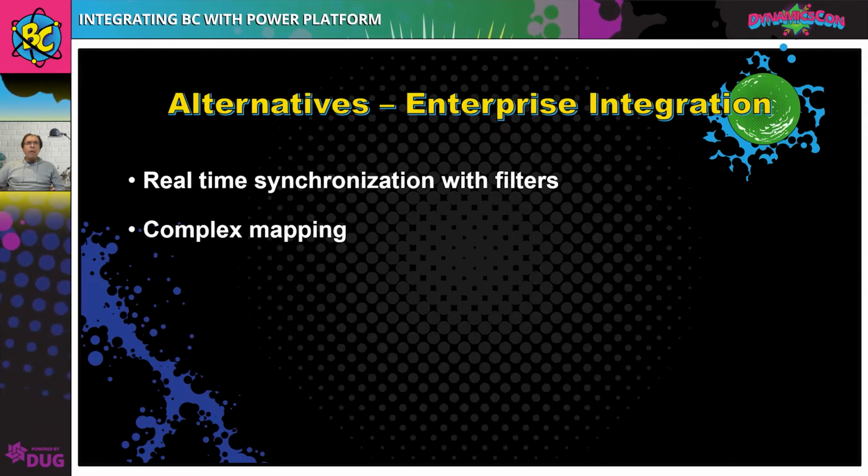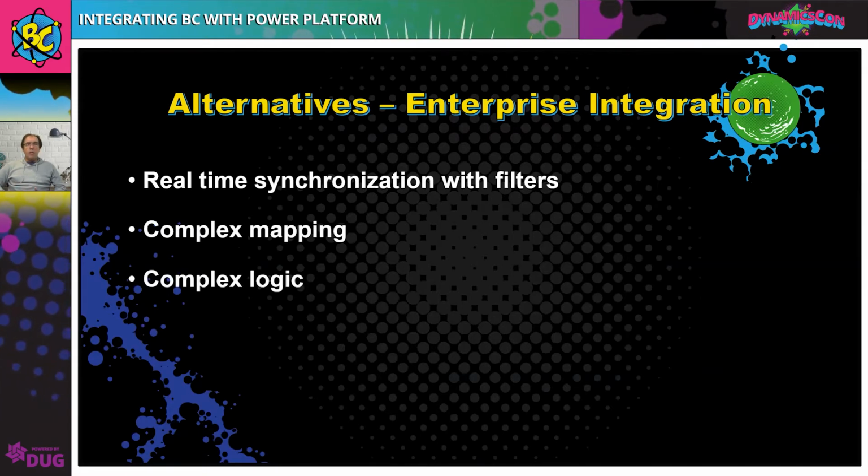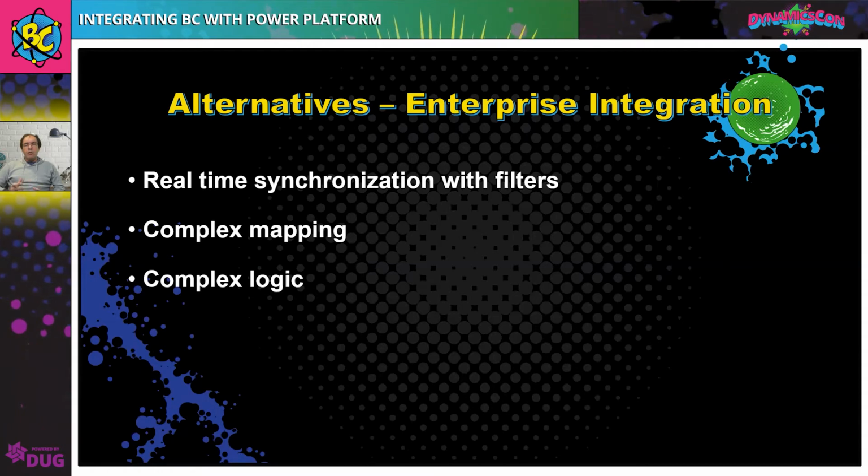Or if I have complex mapping or complex logic, for example, I actually have to get a couple of entities and merge them into one, or I have to do transformations between a set of values that I have on BC versus a set of values that I have on Dataverse, right? That kind of transformation on the fly is something that enterprise integration can give you versus the things that you had there.